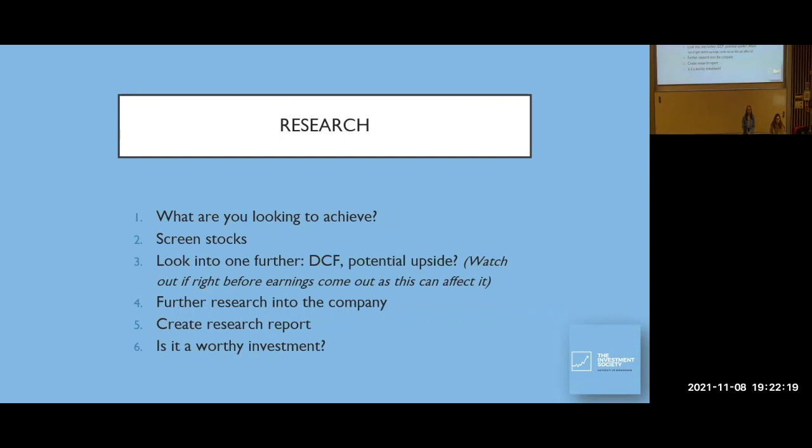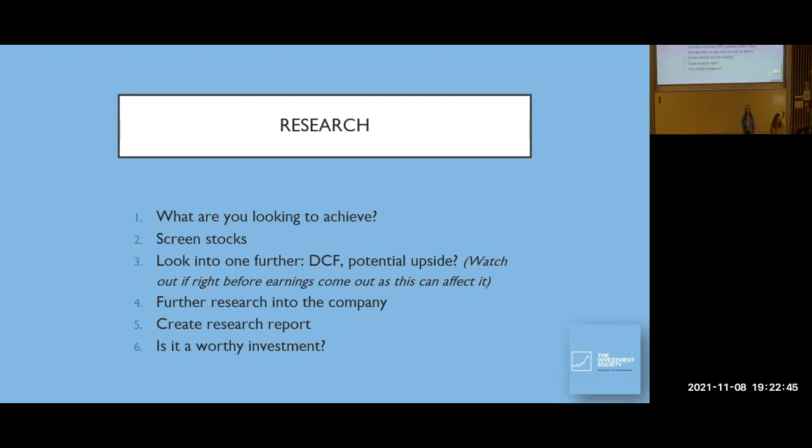Research. If you are researching a company, if you're researching a stock, there are a few things that you need to do. So number one, you need to look at what you're going to achieve. This relates back to what I was talking about earlier with your risk profile. Number two, we're going to be screening stocks. Three, we're looking into one particular stock further. So we're then using a discounted cash flow analysis and measuring the potential upside.